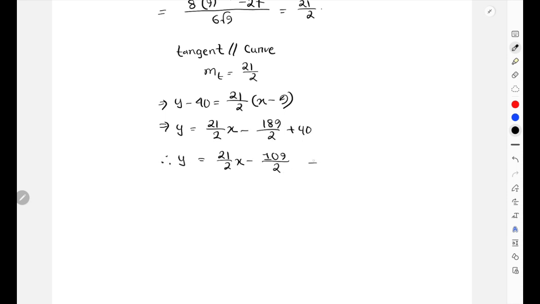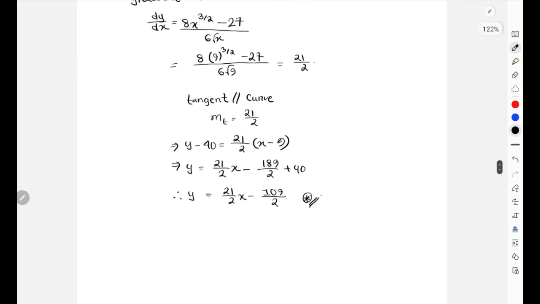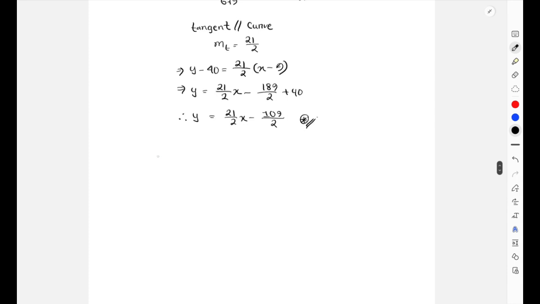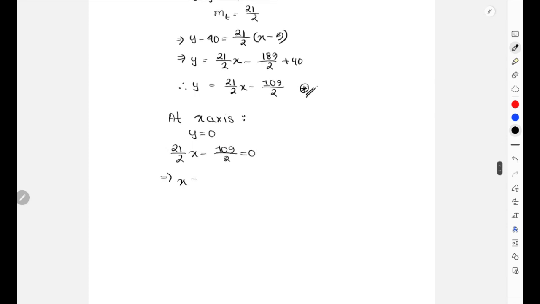Now after calculating the gradient of your curve, we will now start doing your area under the graph. I already understand that at the point where the tangent was meeting the x-axis, the value for y was 0, right? So I can write at the x-axis, the value for y is 0. In that case, 21 over 2x minus 109 over 2 equals 0, which is going to be x equals 109 over 2 divided by 21 over 2, which is going to be 109.